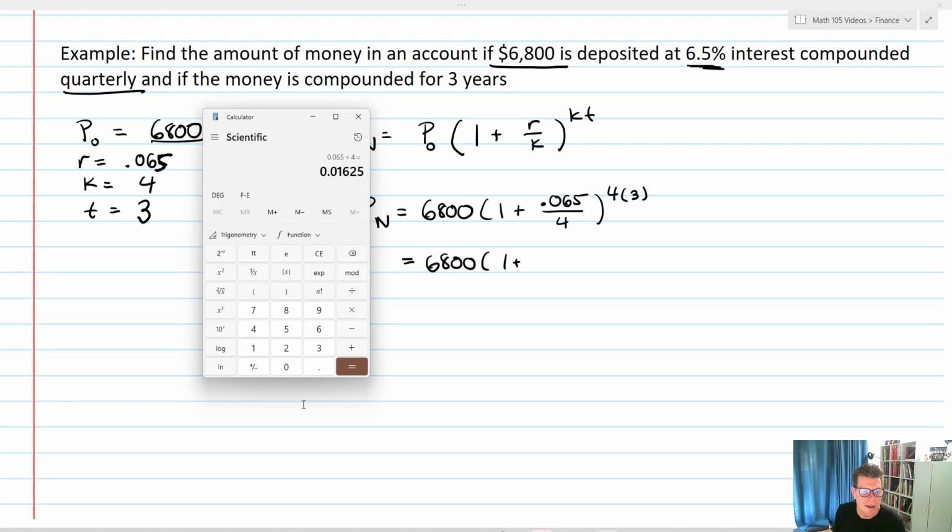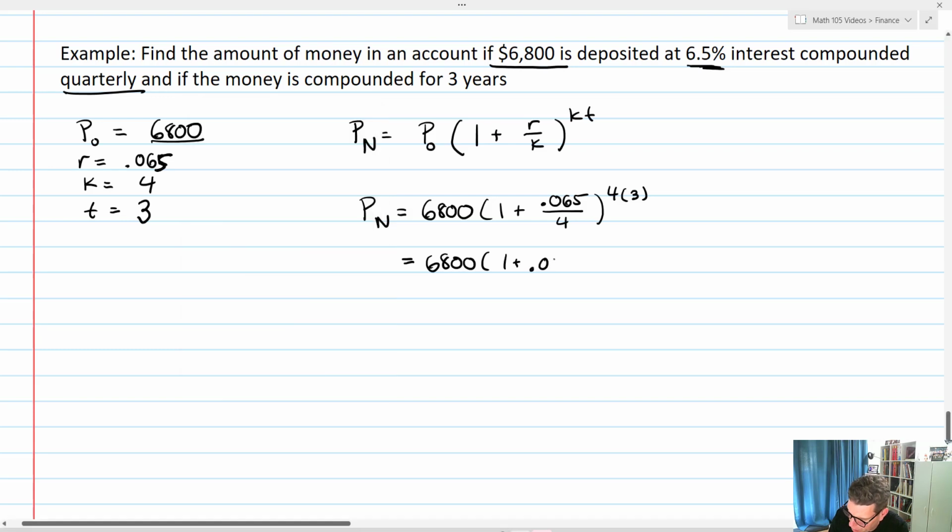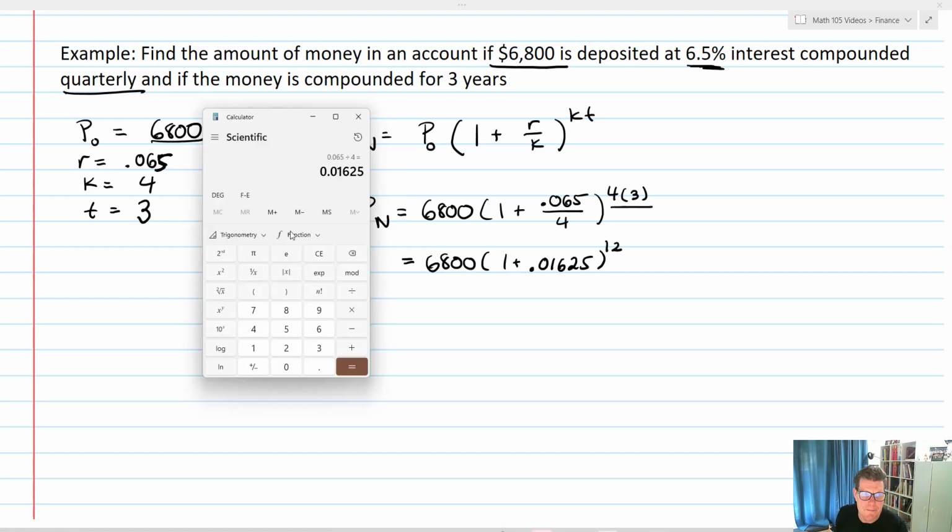Okay? And if I want, I could add it to 1, but for right now, I'm just going to write it as 0.01625. And then I'm going to take this to the 12th power, and I'm going to write that up there. Next, what I'm going to do is take 1 plus that 0.01625, right? And if you want, you obviously can just add 1 to it because it's already sitting there. And so that's going to give me this value in here.